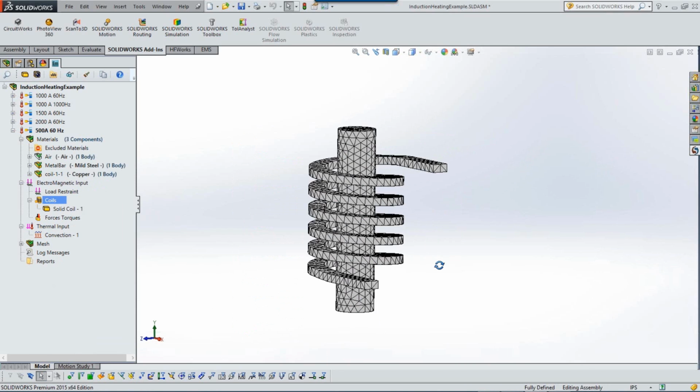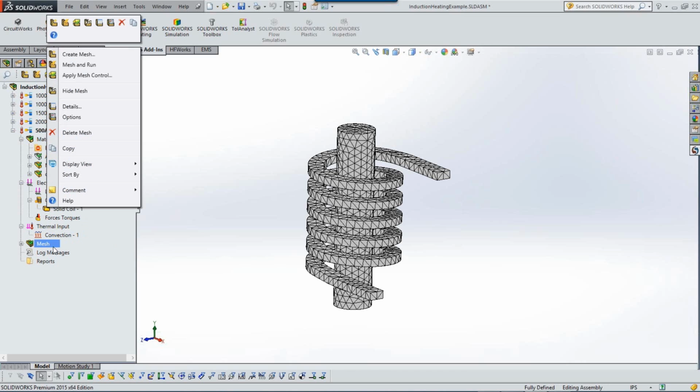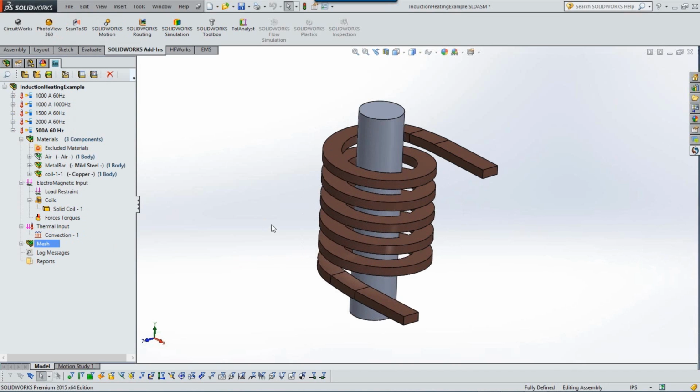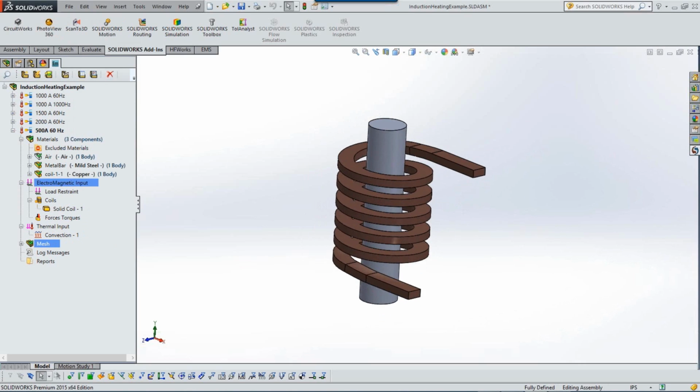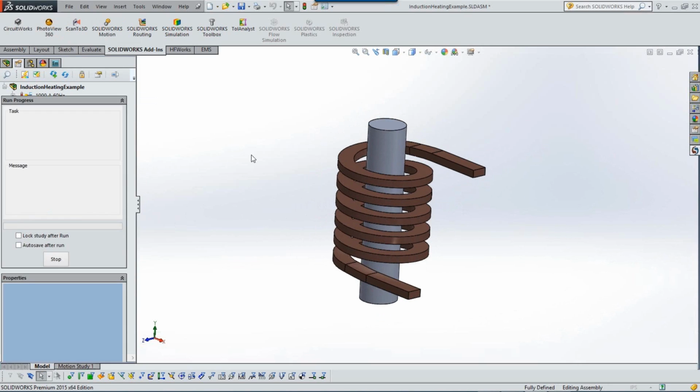Okay. So as you see, it meshes the geometry. It basically breaks down the geometry into what are called finite elements, and then the next step involved is solving this particular problem. So I'm going to go ahead and say run.